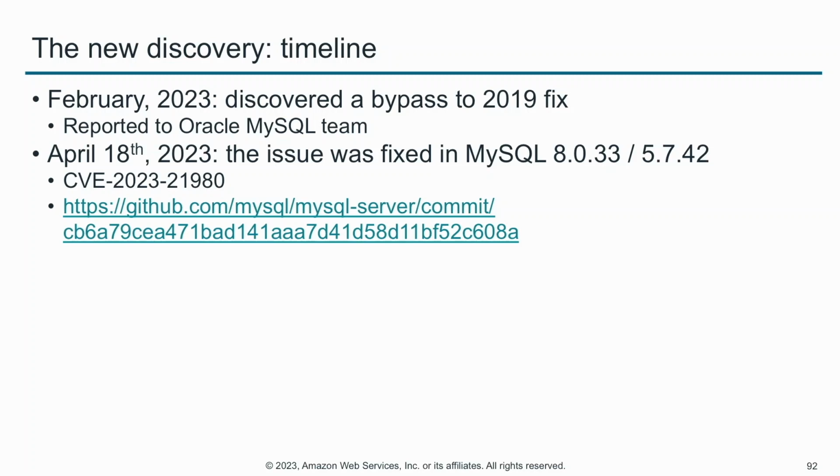Remember, the 2019 fix actually checks the plugin name, try to find the slash, right? So on April 18, 2023, the issue that we have discovered, the bypass, was fixed. So now we're all good. We need to be running MySQL 8.0.33 or MySQL 5.7.42. The bypass only affects the community MySQL. It doesn't affect MariaDB.